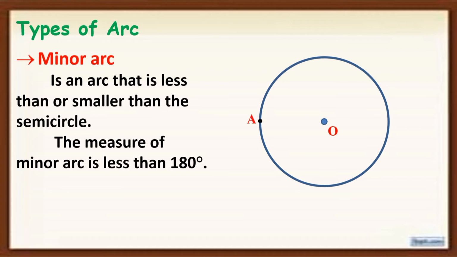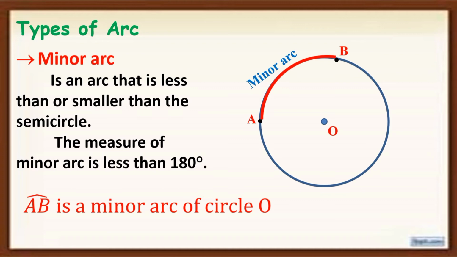So if we have here a point A, and this one is point B, if we connect point A and point B and all the points between point A and point B on the circle, you can form a minor arc. When we say minor arc, it is smaller than the semicircle. Therefore, the measure of that is less than 180 degrees. So this one is an example of a minor arc. Therefore, arc AB is a minor arc of circle O.